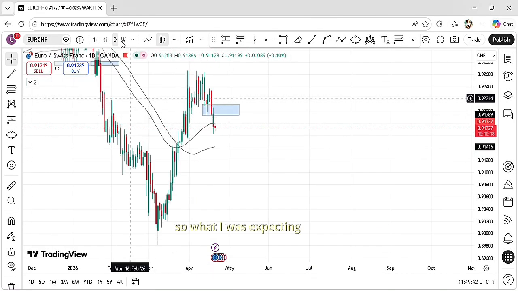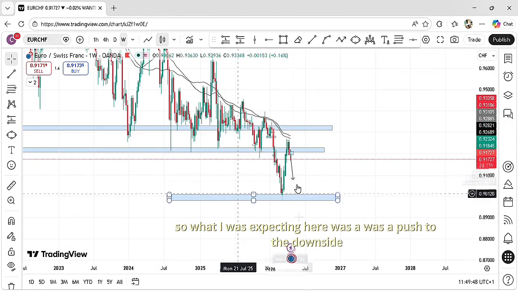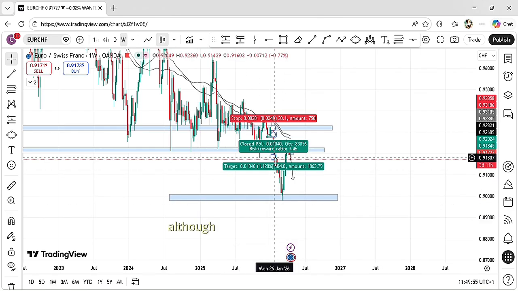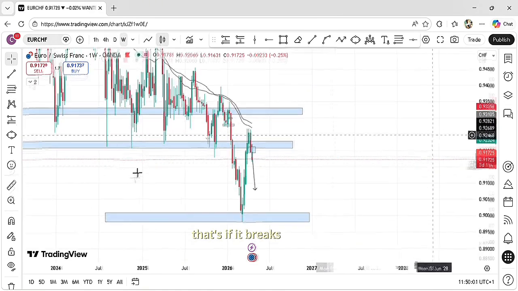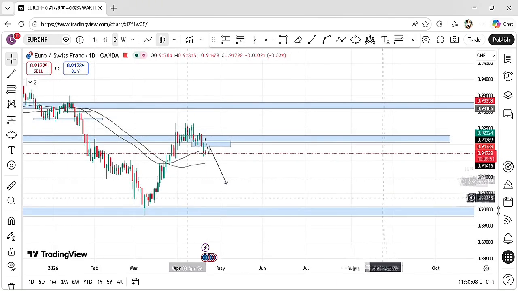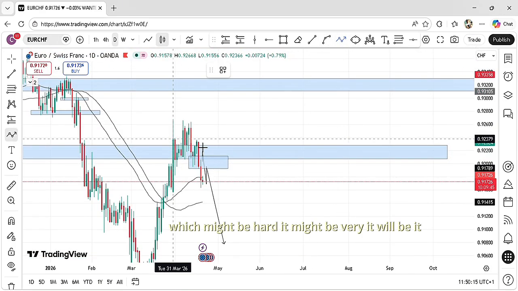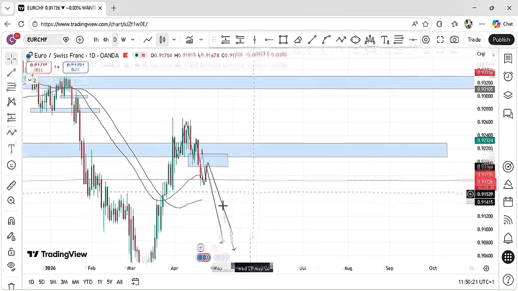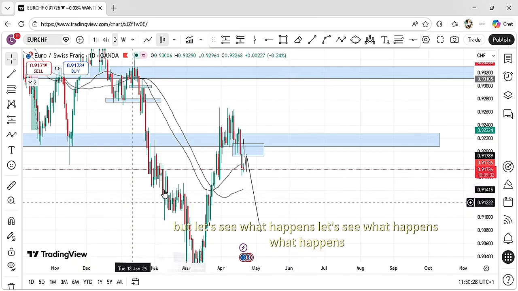So what I was expecting here was a push to the downside, but I'm not seeing any push to the downside. Although another thing I can take a look at is if candlesticks break here, which might be hard, but I would have loved that my rejection would have been off of here. But let's see what happens.